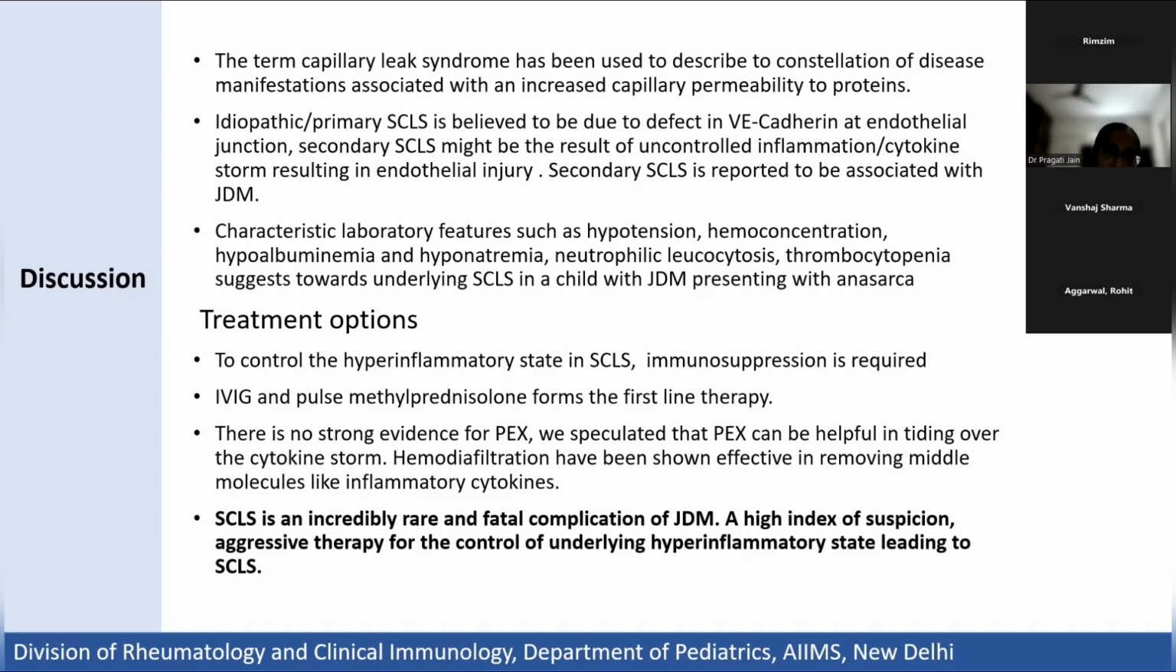So what are the treatment options? The treatment option is to control the hyperinflammatory state, and immunosuppression is a must. IVIG and pulse methylprednisolone form the first line therapy. There is no strong evidence for PEX. We speculate that PEX can be useful in tiding over the cytokine storm seen in JDM when it is associated with systemic capillary leak syndrome. Hemodiafiltration has been shown to be effective in removing middle molecules.